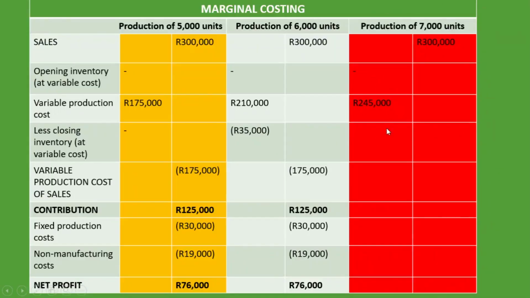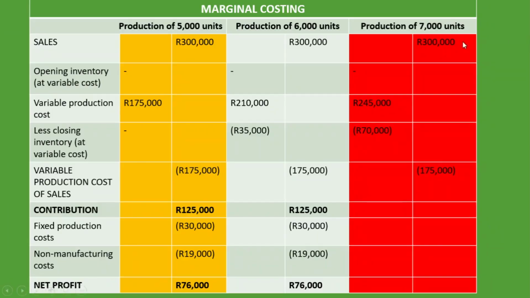And what is the closing inventory? Remember, we sold 5,000 units, but we produced 7,000 units. So 7,000 minus 5,000 units, we are left with 2,000 units in closing inventory. So 35 rand times 2,000 units gives us the amount of 70,000 rand, which we put in brackets under closing inventory. And we take the 245,000 rand minus the 70,000 rand, which gives us a variable production cost of sales of 175,000 rand.